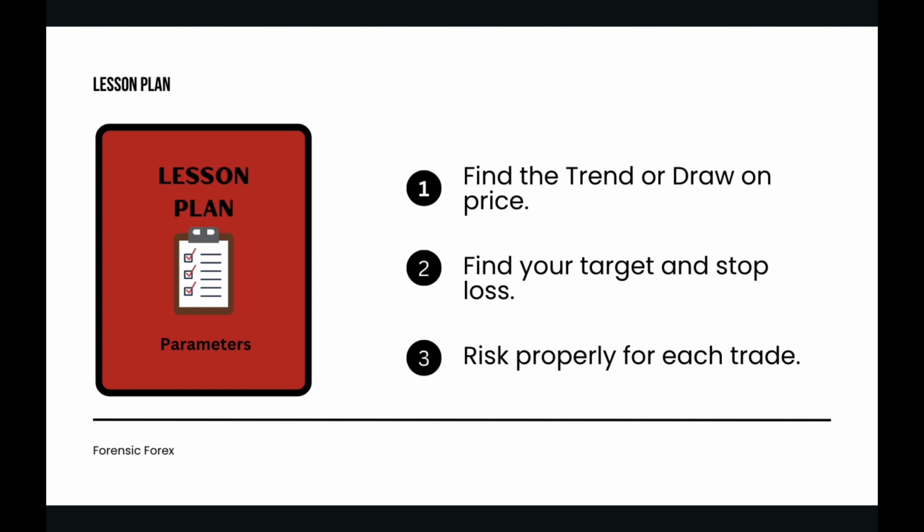Understand that. Second, find your target and stop loss. So what's your TP? What do you think the market is most likely going to get to? And what's the amount of risk you want to take? And we're going to talk about that with a couple of examples. And you're going to risk properly for each trade, of course. So let's just jump into some examples and how I would set it up and how I would go about it during a swing trade.